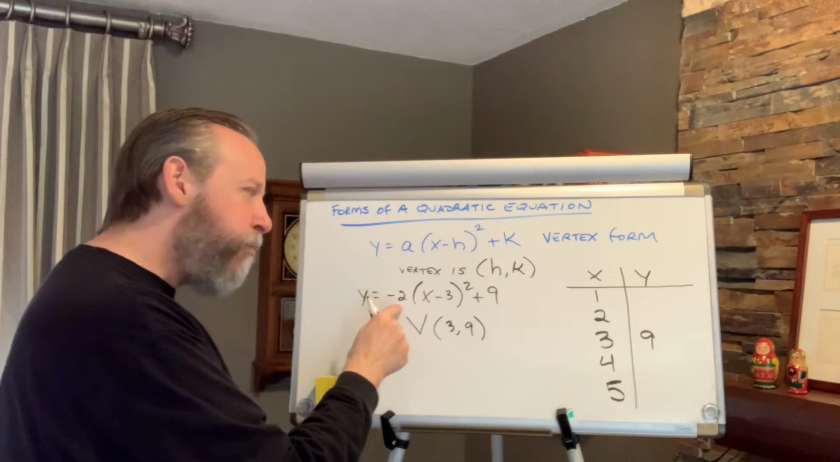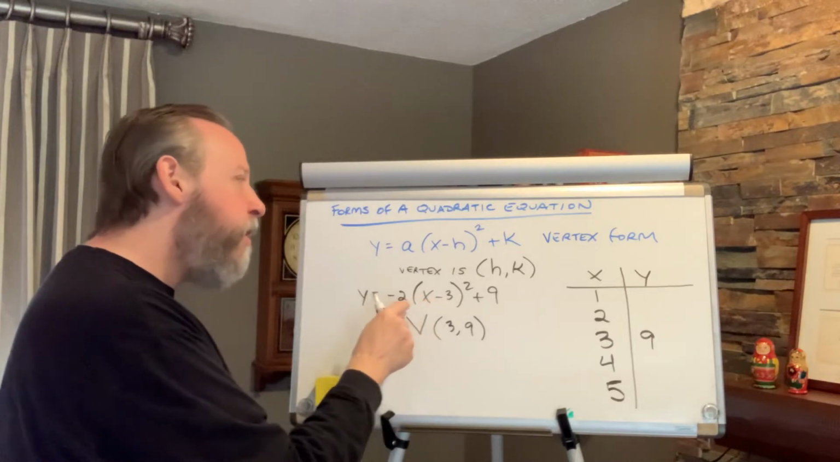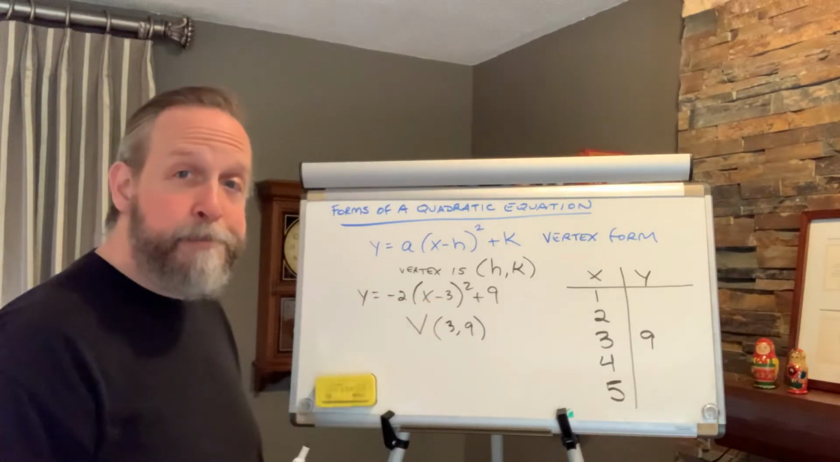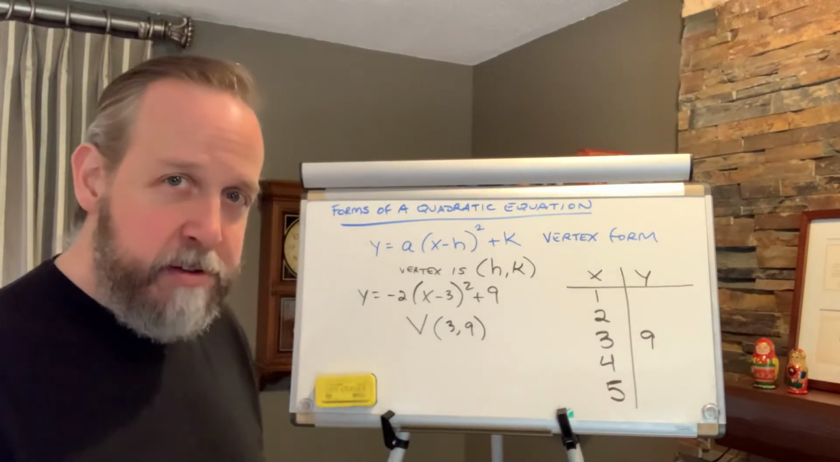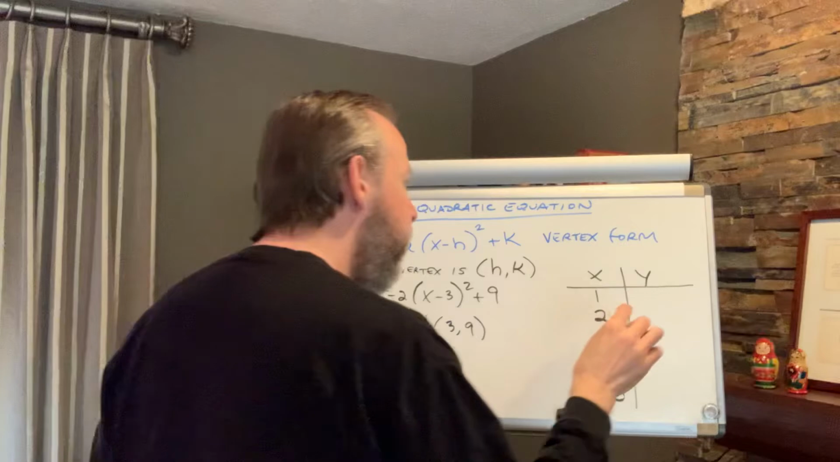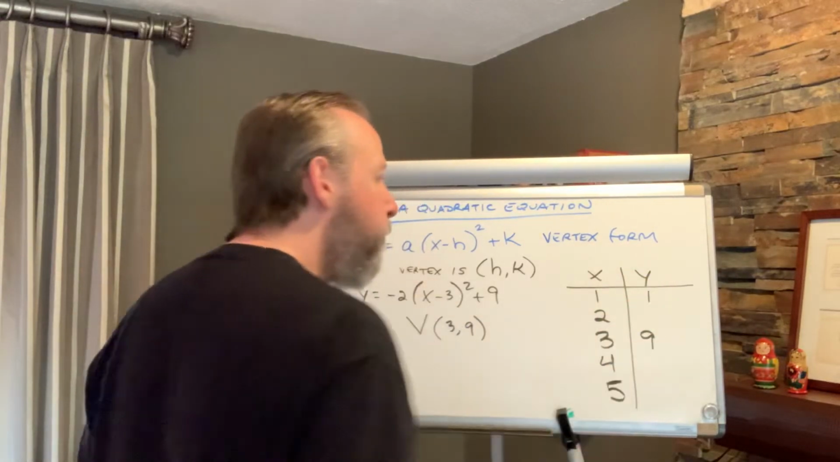Now I'm going to multiply by -2. 4 times -2 is -8. And then I have to add 9. -8 plus 9 is 1. 1, 1. That's the coordinate.